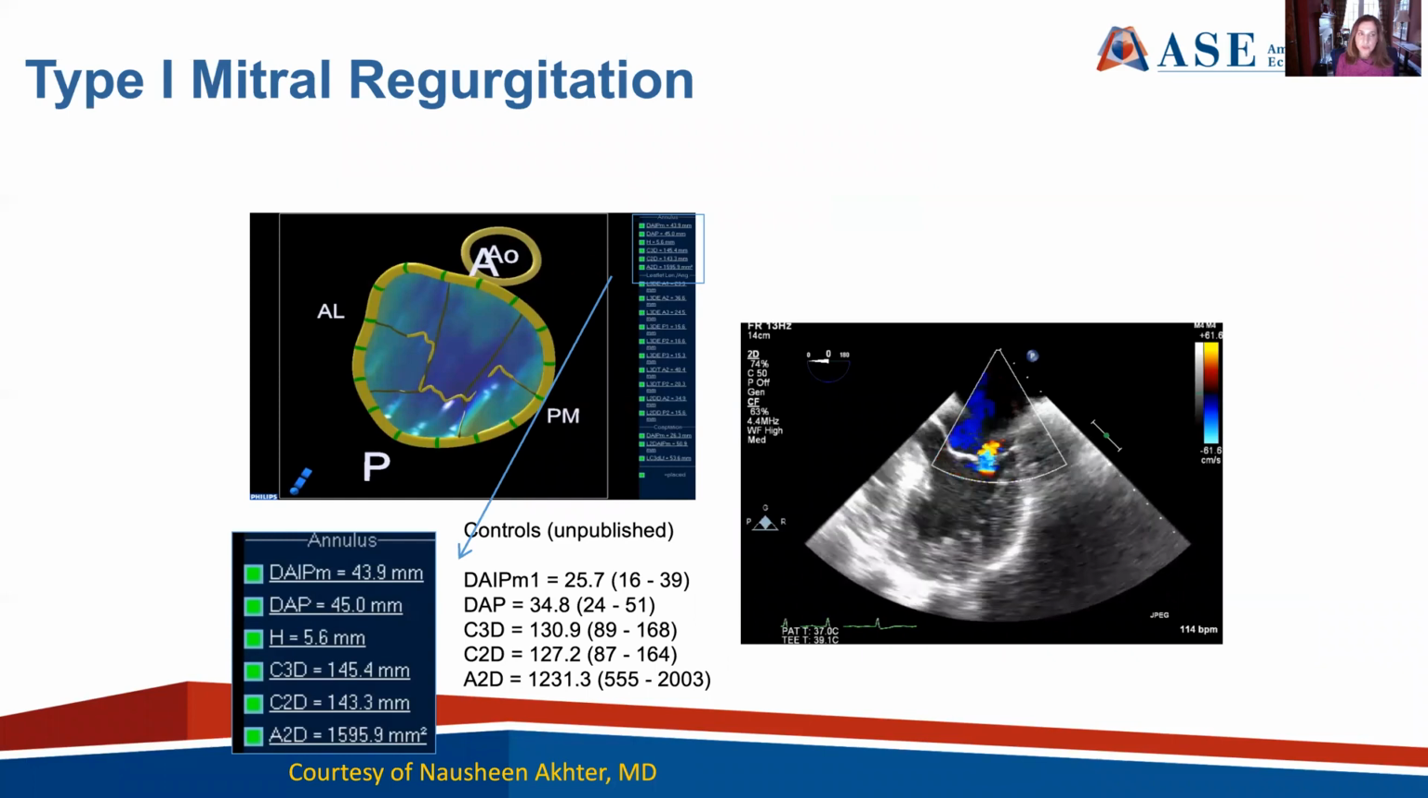So here is a patient with type 1 mitral regurgitation because of a dilated annulus. This was a study done a few years ago from my colleague, Dr. Nausheen Akhtar, who demonstrated that using 3D echo, we can clearly show that the annulus in patients with type 1 mitral regurgitation is much larger than those individuals who are the controls.